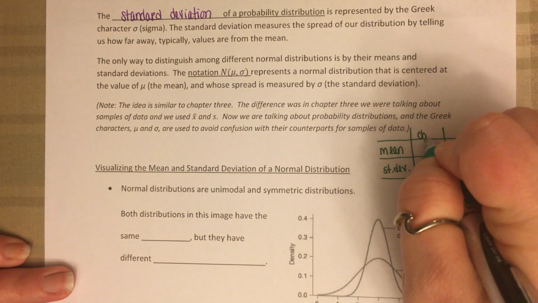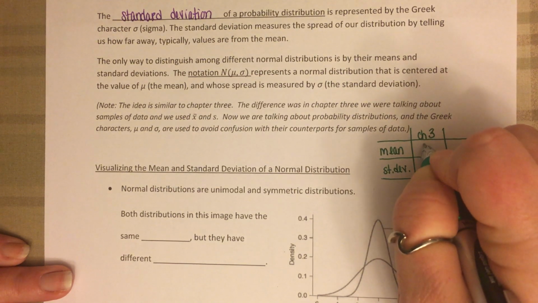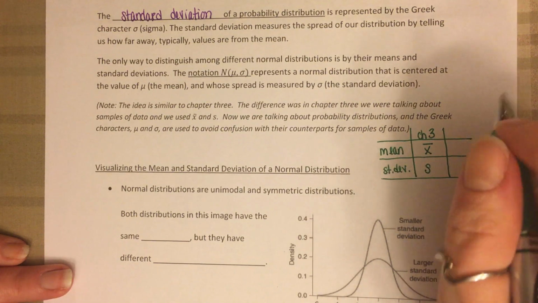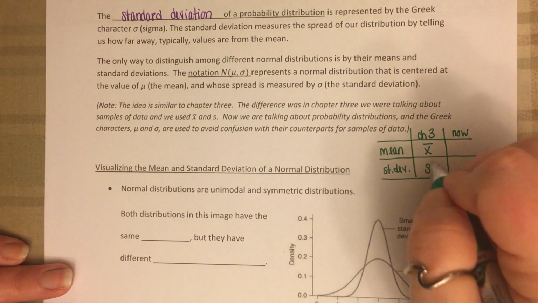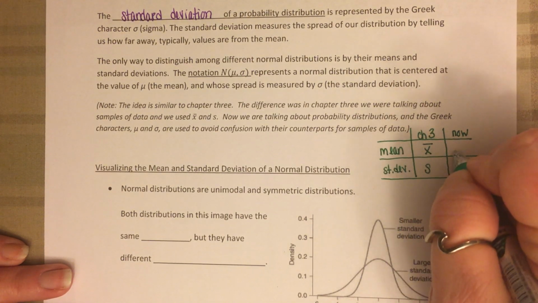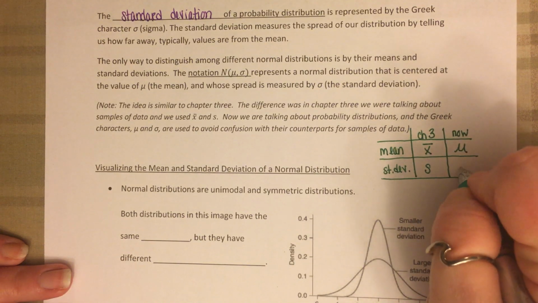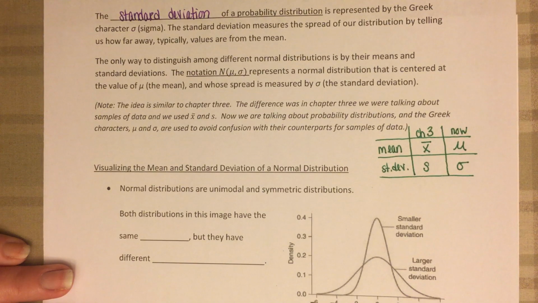Right, in chapter 3, when we were thinking about our mean and our standard deviation, we used X bar for our mean and we used the letter S for our standard deviation. Now when we're thinking about our probability distributions, instead of seeing this X bar, we're going to see the mu. And instead of seeing the letter S for standard deviation, we are going to see a sigma for standard deviation.